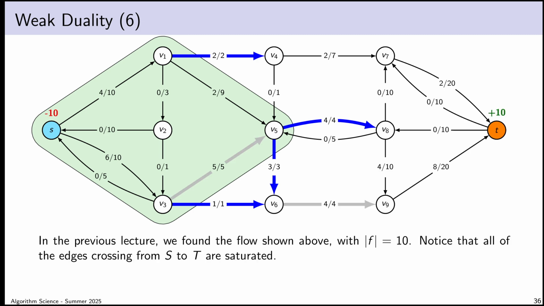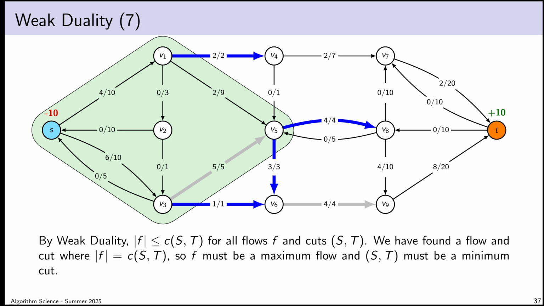In the previous lecture, on the same graph, we actually found this flow here, and the value of this flow is equal to 10. Now, notice that if I look at the cut I just chose, all of the edges leaving the cut are fully saturated. So the capacity of the cut was 10, and all 10 units of flow from S to T have to pass over those edges, and all of those edges are now saturated.